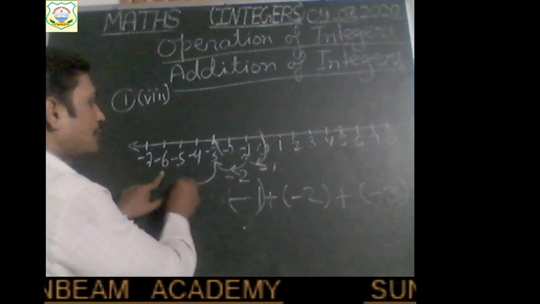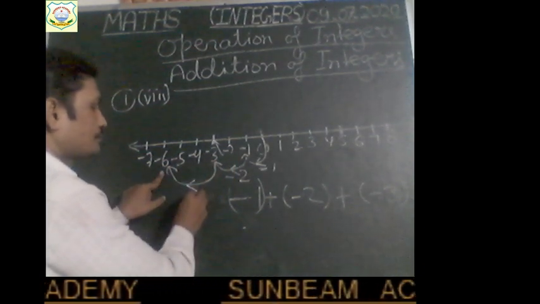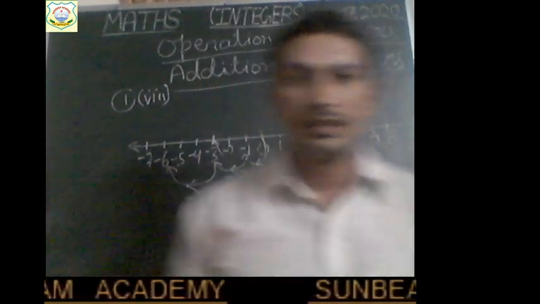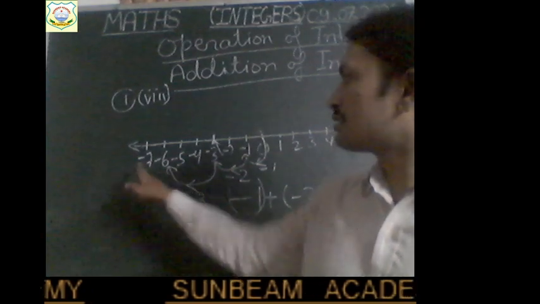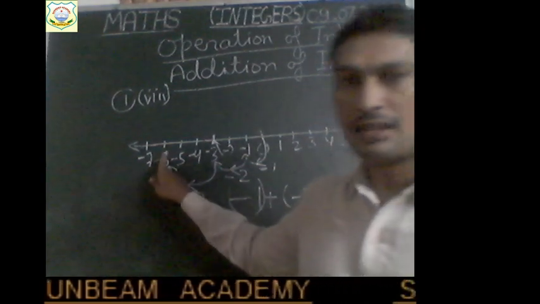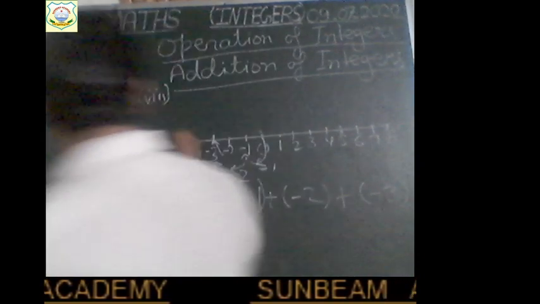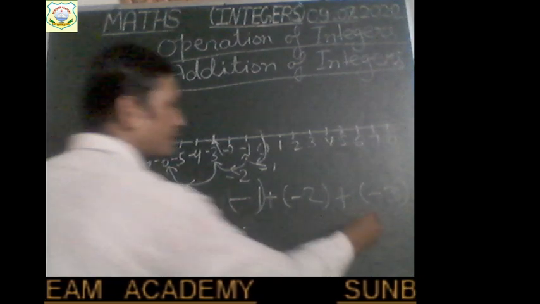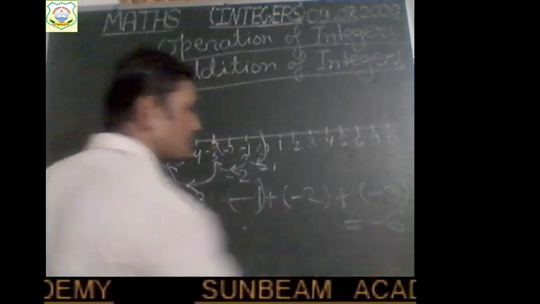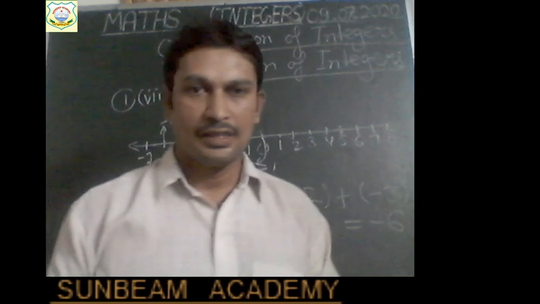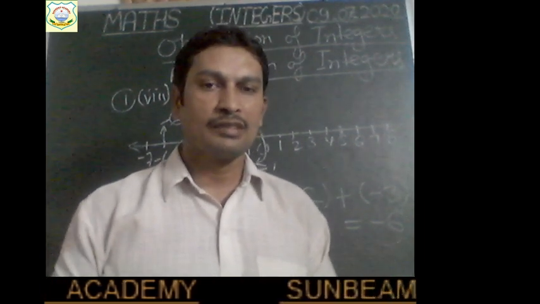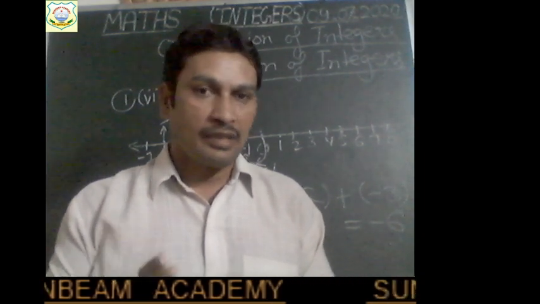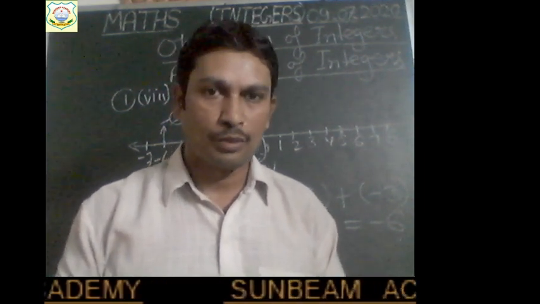So at -6, right? 3 steps in the backward direction. Okay, children? So the last destination is -6. Right, children? So your answer will be -6. And write it here, -6. This is the answer. So this is the way how to solve such questions, how to use the number line to add two or more integers. Okay. So in this way, I hope you can solve question number 1 now.